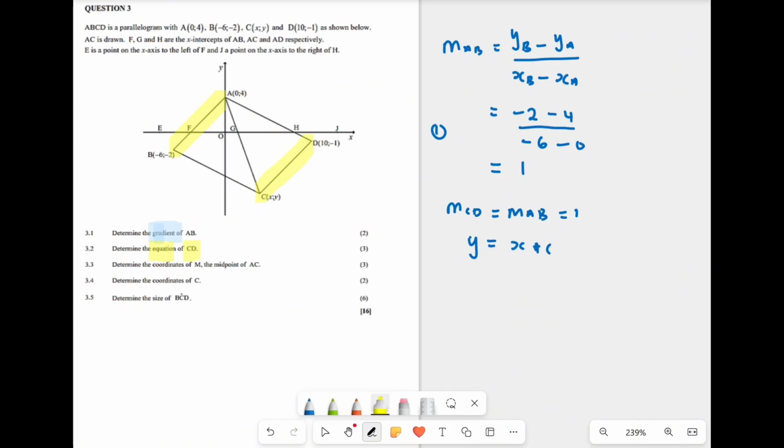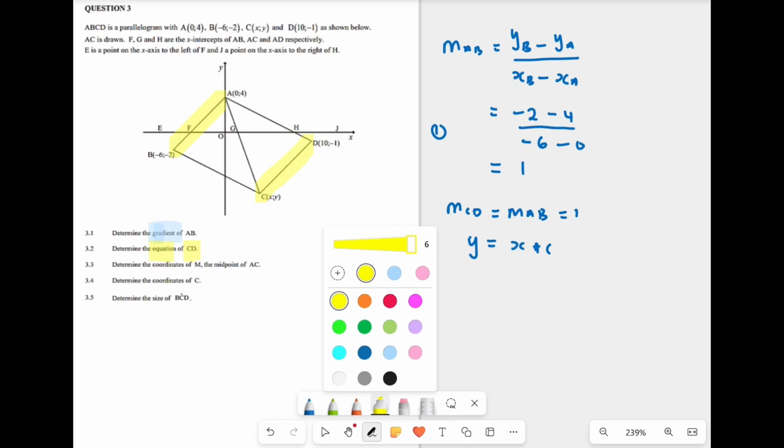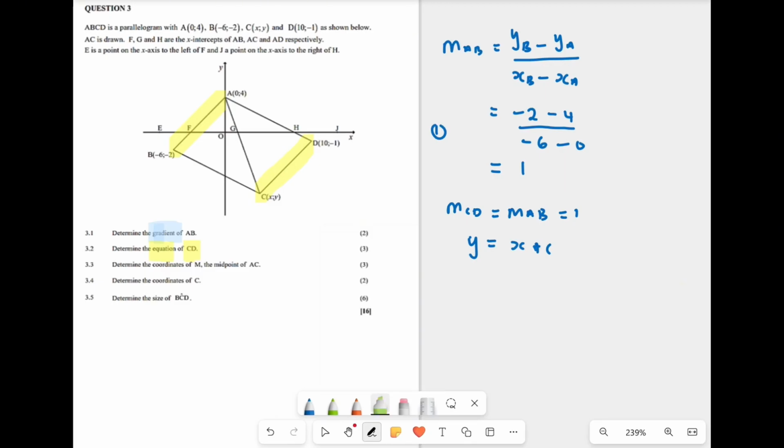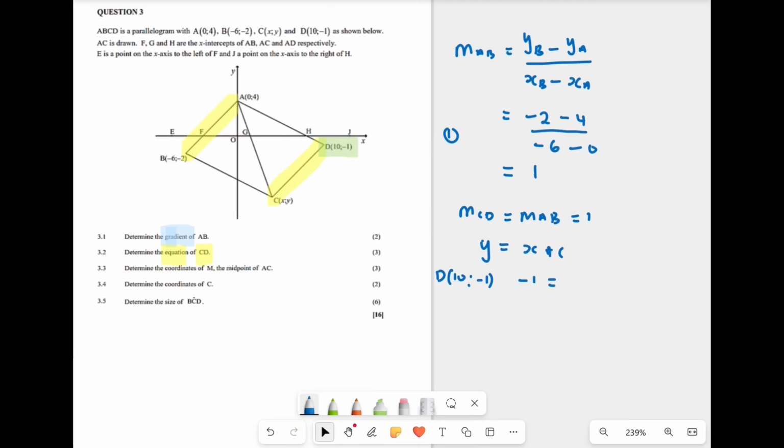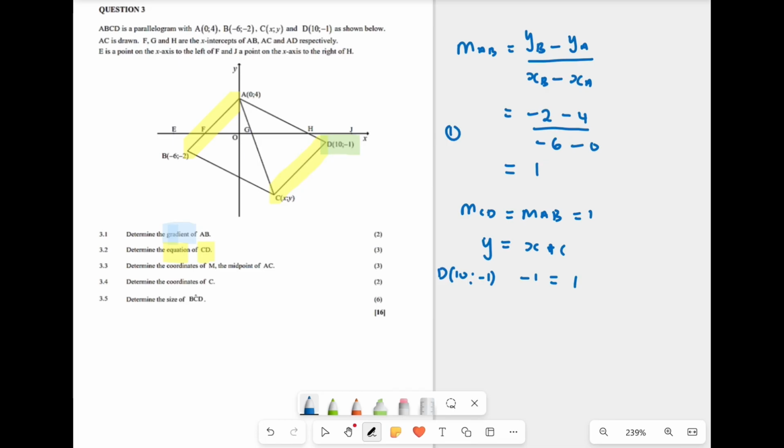Now to calculate the value of c, we just need one point that lies on line CD. We do have point D. So we take point D and substitute here. So at point D, you can even write D, which is 10 and -1. So our Y is -1 is equal to our X is 10. So we are going to have 10.